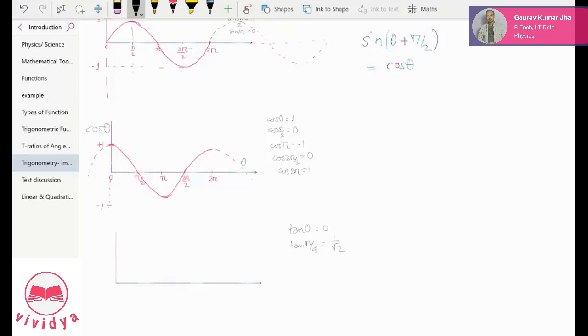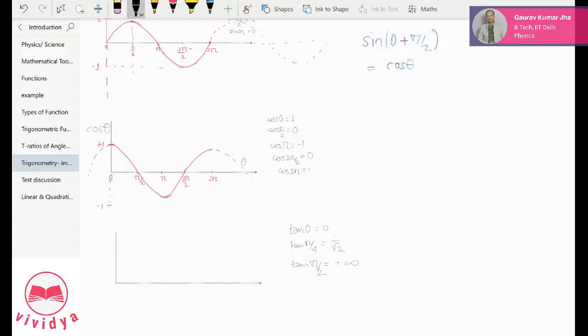Tan pi by 2 is how much? Idea? Is it plus infinity or minus infinity? Tan pi by 2 is plus infinity, okay? So it goes towards infinity, a very large positive value, okay?